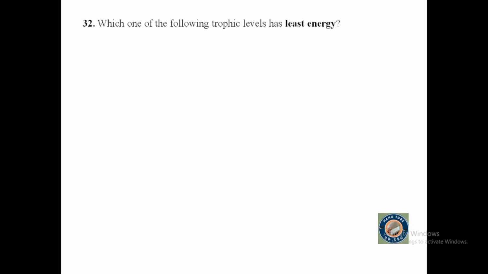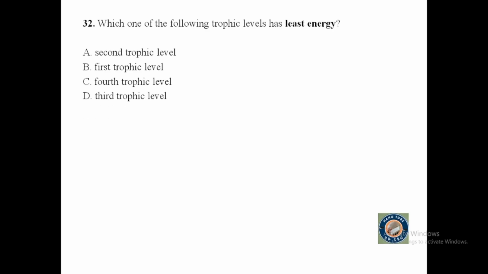Question number 32. Which one of the following trophic levels has the least energy? A. Second trophic level, B. First trophic level, C. Fourth trophic level, D. Third trophic level.